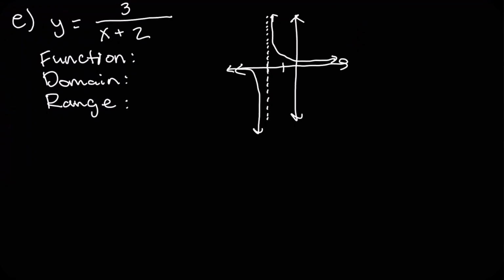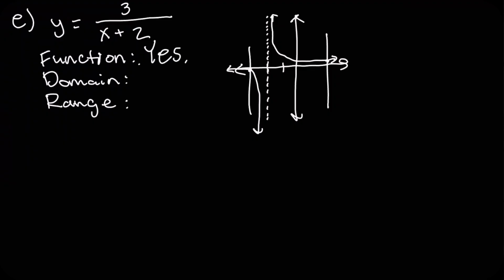In example E here, we have y is equal to 3 divided by x plus 2. Let's go ahead and do our vertical line test. Notice how it doesn't matter where I draw a line, it's only going to intersect this at one individual point. So yes, it is a function.